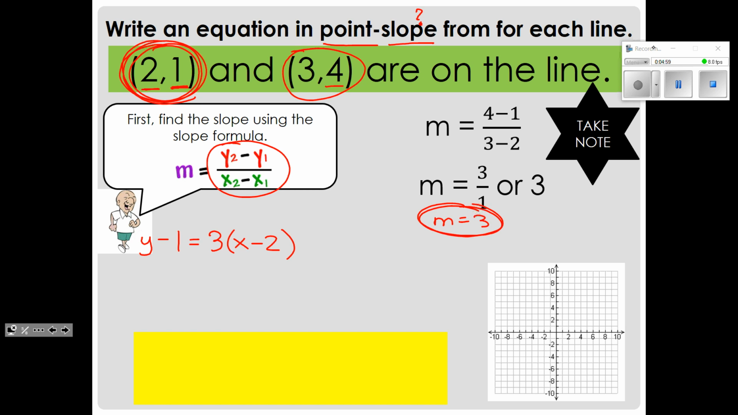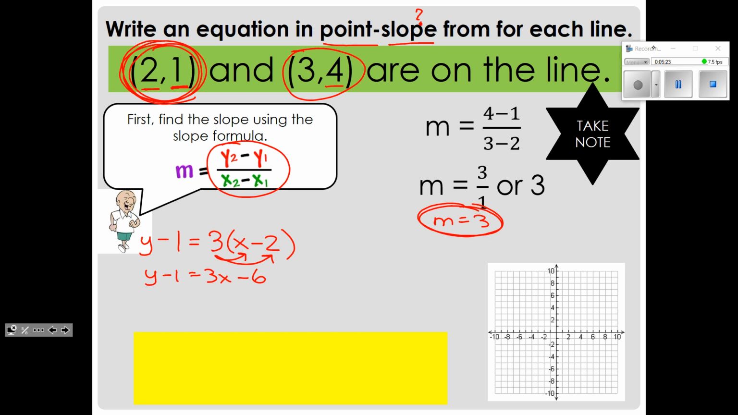We also need to be able to take this equation and put it into slope-intercept form. Slope-intercept form is when the y is by itself. So basically, I'm looking at this equation saying I want to solve for y. My first step would be doing the distributive property. So I would have y minus 1 equals 3x minus 6. I have one more step to go.